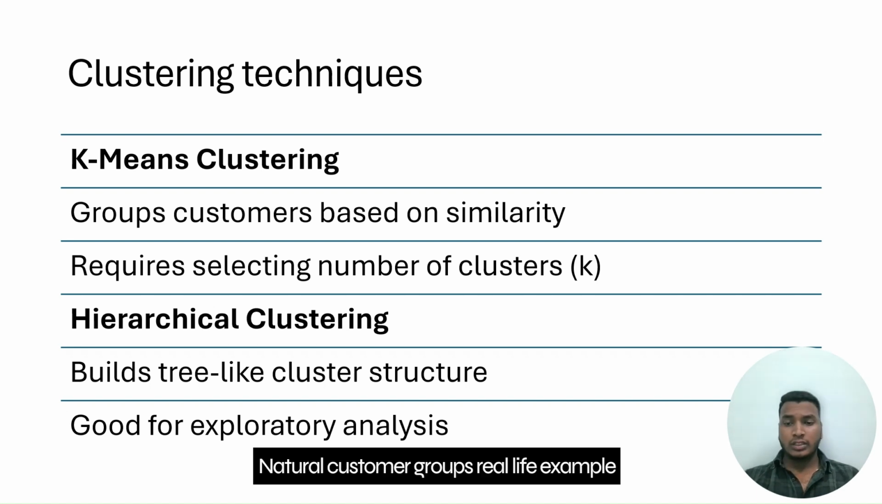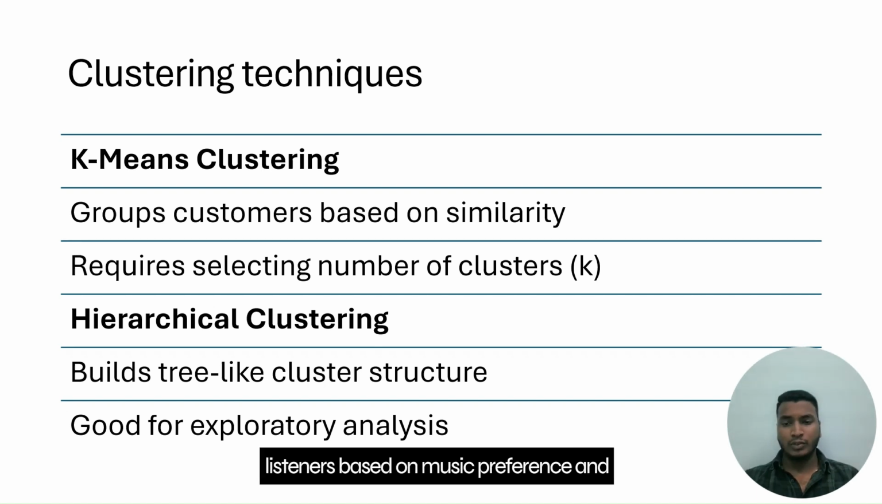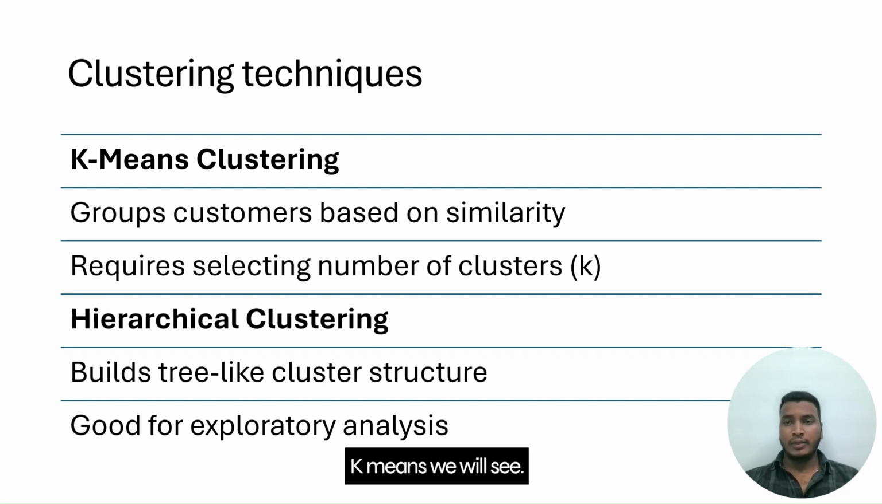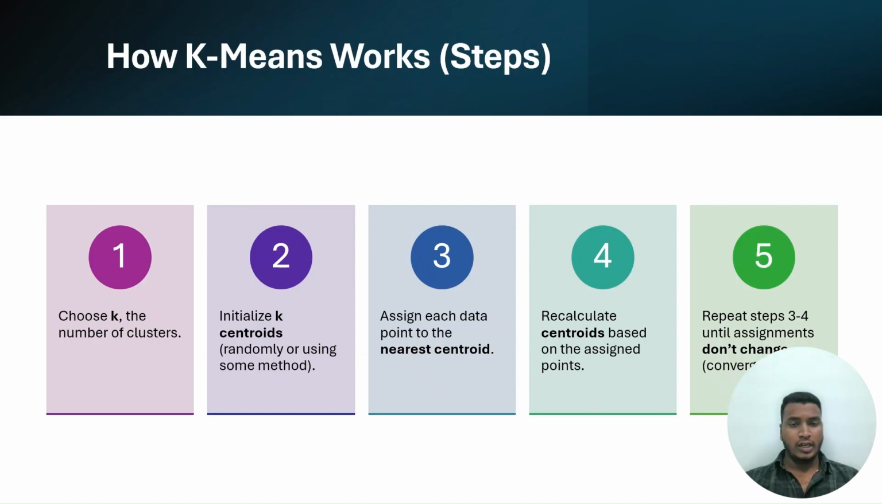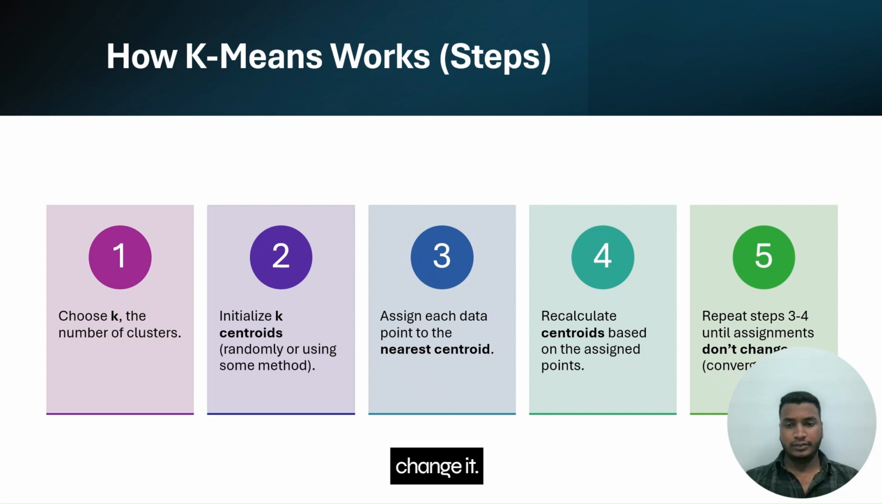A real life example I would suggest is Spotify, which groups listeners based on music preference and recommends playlists. In the next slide we will see how K-means works. First step, choose K, the number of clusters. Initialize K centroids, randomly or using some method. Assign each data point to the nearest centroid. Step 4 is recalculating the centroids based on the assigned points. And the fifth, repeat steps 3 and 4 until the clusters stabilize and don't change.